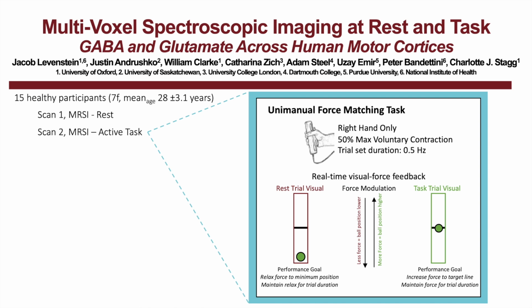In this task, participants used in their right hand a force transducer, and they were able to control a green ball, causing it to increase as they squeeze and decrease as they relaxed. The 50% line, which they were instructed during green trials to squeeze and get the ball to rise to, was scaled to 50% of their max voluntary contraction. Both the rest trials and the task trials were on the screen for a second each, making this a 0.5 Hz continuous motor task.